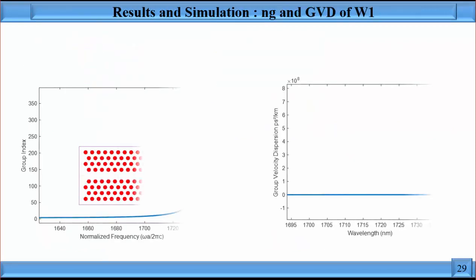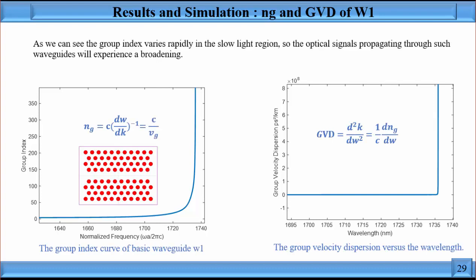Slide 29. NG and GVD of W1. As we can see, the group index varies rapidly in the slow light region, so the optical signals propagating through such waveguides will experience a broadening.